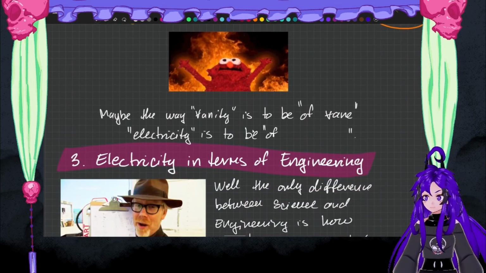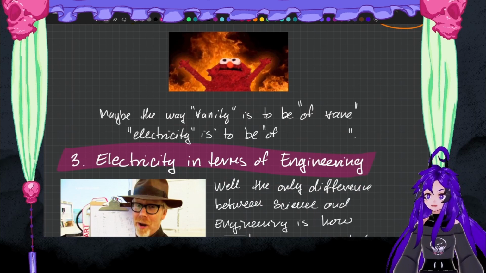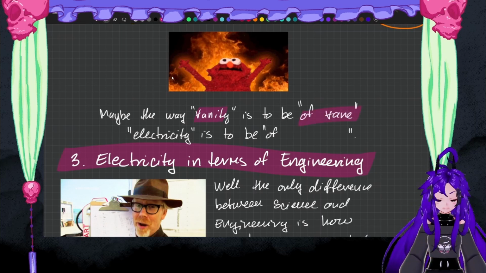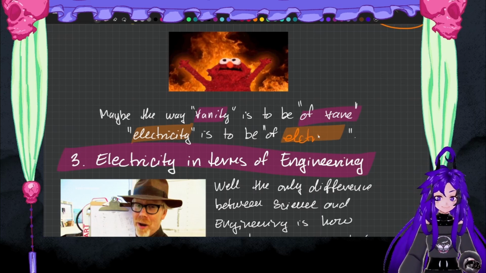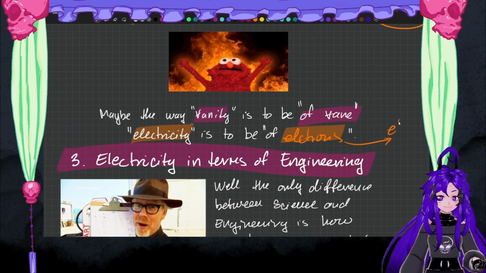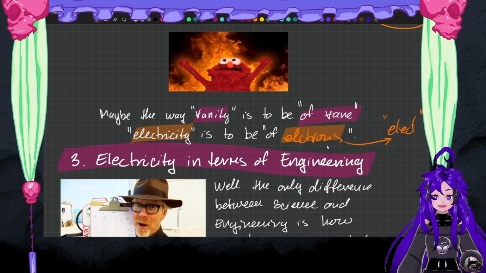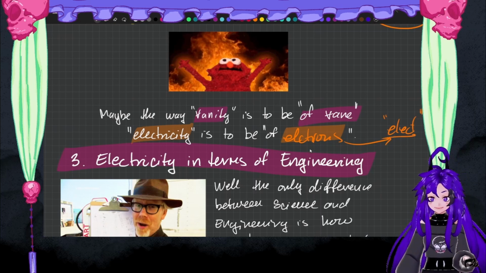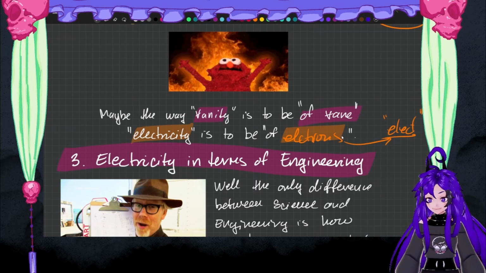You won. That's all. So going back to our beginning little analogy, if vanity is to be of vain, then electricity is to be of electrons. That's what the elect means. Anytime you see elect in a word, electrons, electricity, electronic, it means there be electrons here.